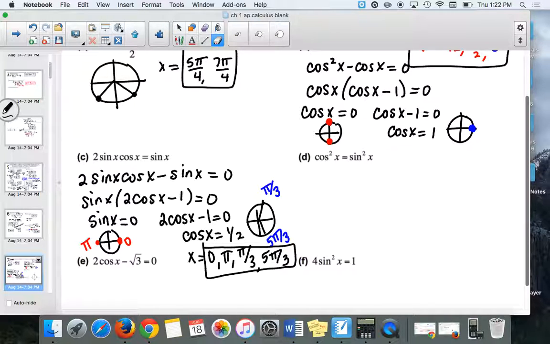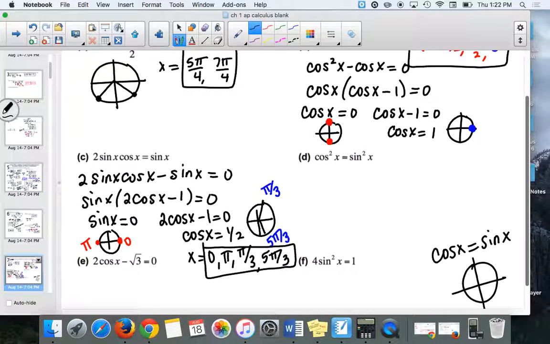All right, so cosine squared equals sine squared. So let's think through this one. What if I just had cosine of x equals sine of x? There are 2 answers on our unit circle. What that's saying is where is the x value equal to the y value on the unit circle? There would be 2 locations. Pi over 4 and 5 pi over 4. Exactly, because we'd have root 2 over 2, root 2 over 2, and negative root 2 over 2, negative root 2 over 2.